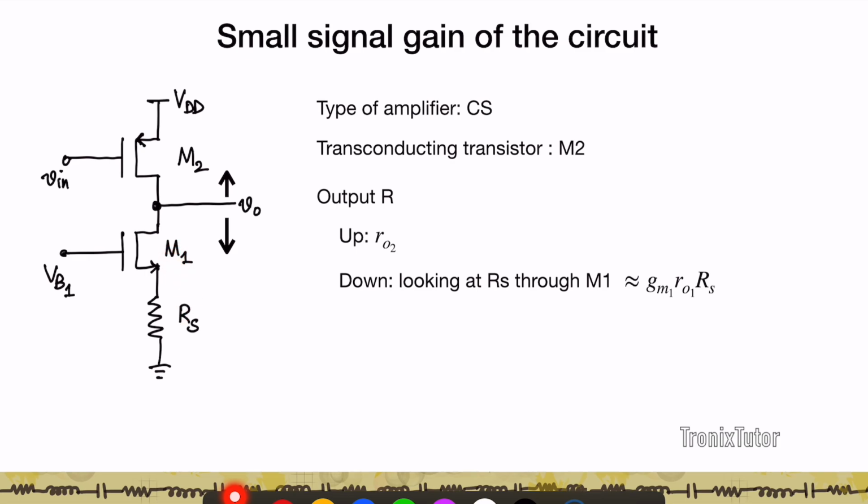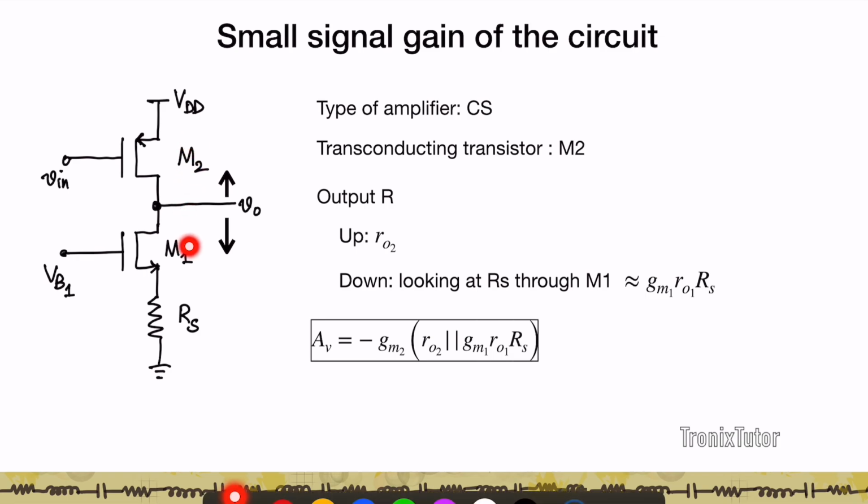RO1 into RS. So if I'm looking down, it's RS. If I'm looking from the drain of this M1, I'm going to get GM1 RO1 RS. Right? So therefore the net resistance I have is RO2 parallel GM1 RO1 RS. And so my net gain of the circuit is going to be minus GM2 into RO2 parallel GM1 RO1 RS. Okay.